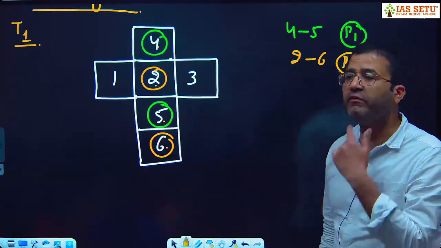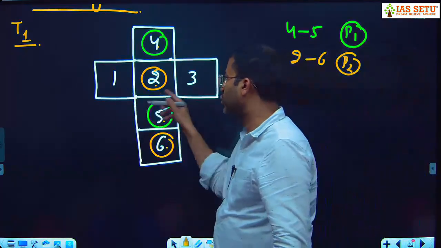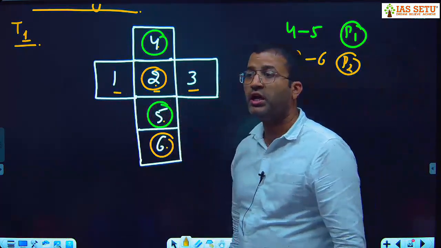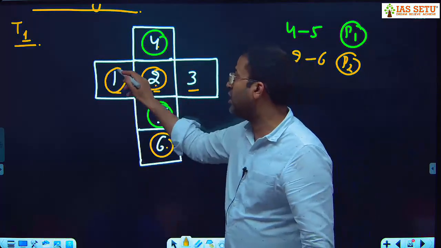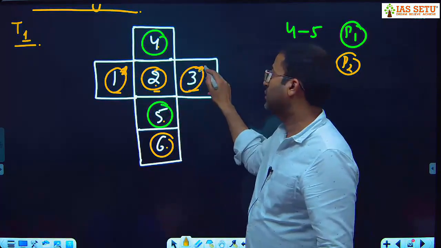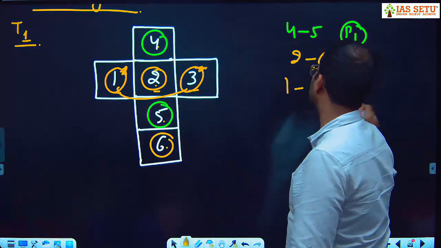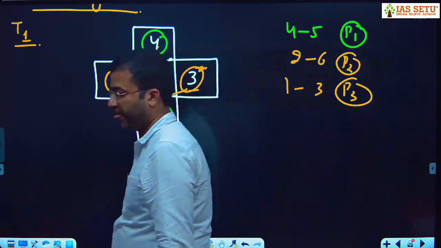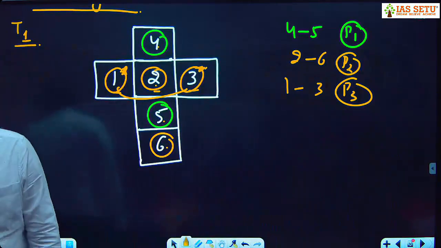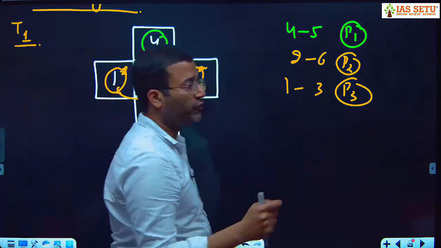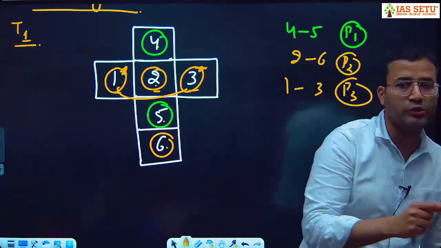This is applicable for row also. You can check this row. We have 1, 2, 3. Can we say 1 and 3 are alternate? Because 2 comes in between, 1 and 3 are opposite to each other. This is your third pair. So in a column or in a row, alternate faces are always opposite to each other.